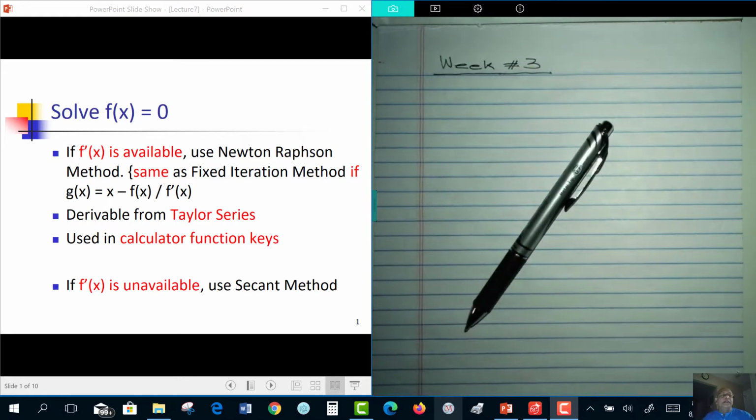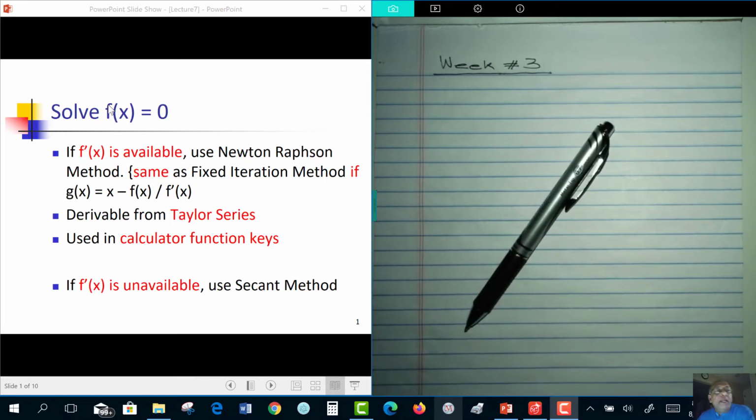We spent 2 weeks learning how to solve one equation in one unknown. Essentially, we learned a number of methods to find the root of this function f of x. Along the way, you learned about correct decimal digits and significant digits and how we can assure that our root has a certain specified number of correct decimal digits or significant digits.